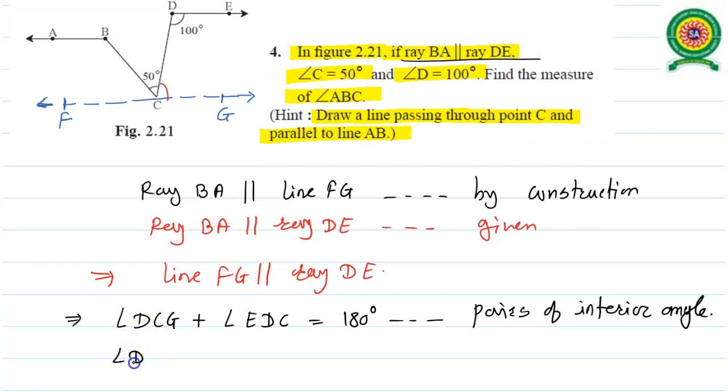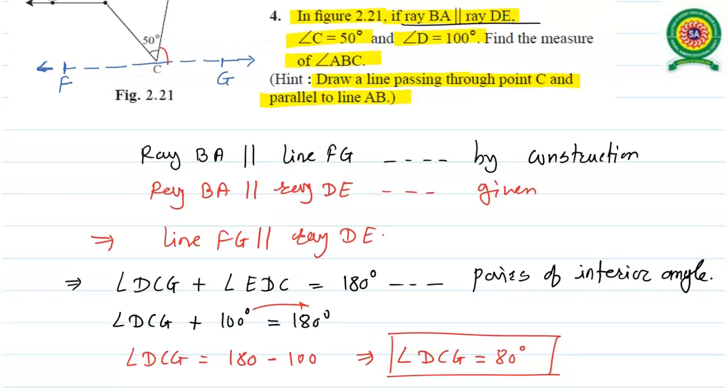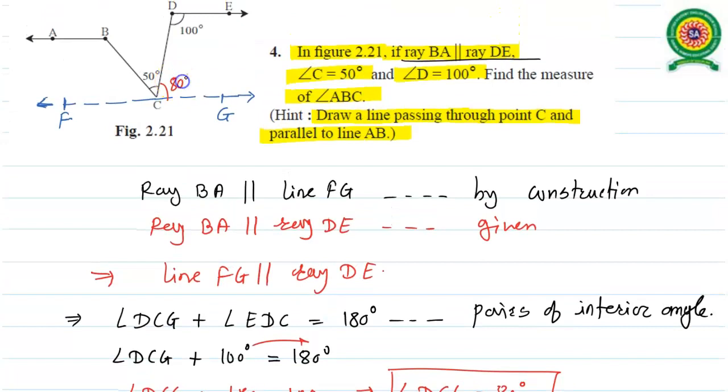Now we have angle DCG as it is, plus the measure of angle EDC, already given in the figure, that is 100 degrees. Once we shift that 100 degrees from LHS to RHS, we get the measure of angle DCG equals 180 minus 100, which gives us the measure of angle DCG equals 80 degrees. Now I am plotting the measure of the angle on the figure. Likewise we have 80 degrees.